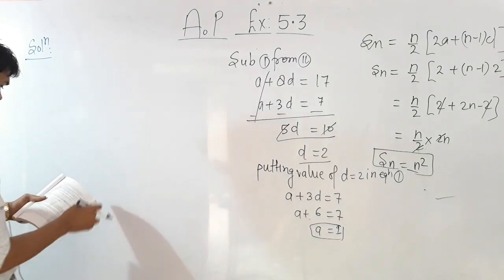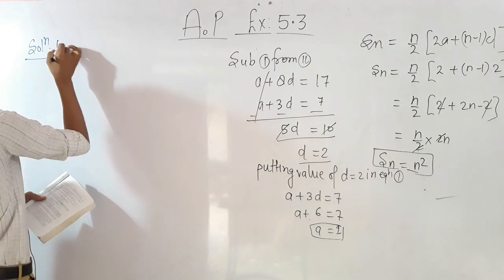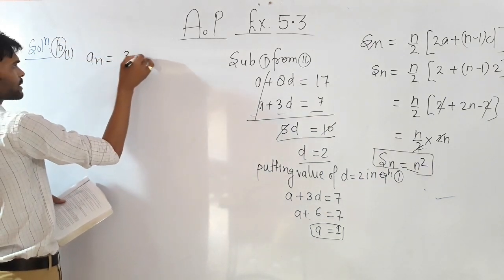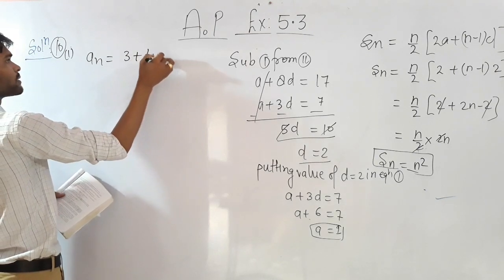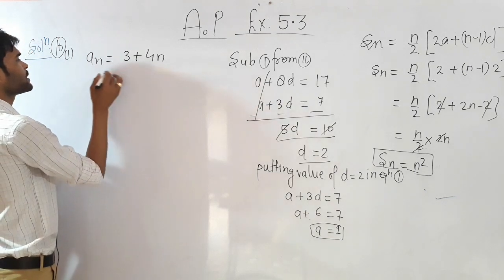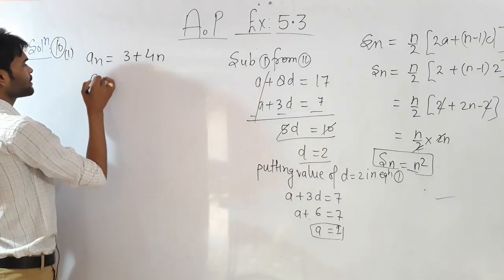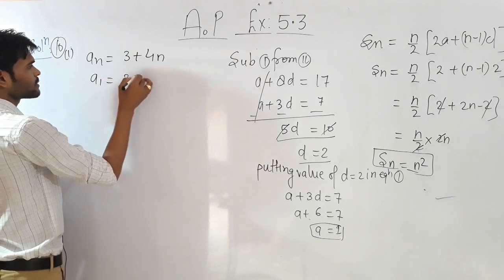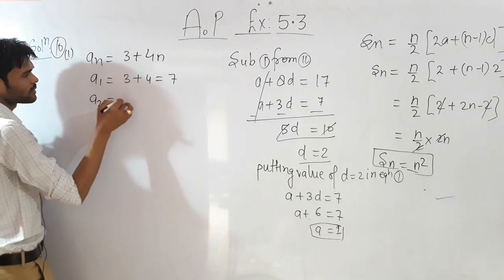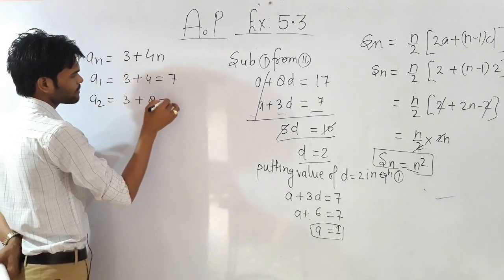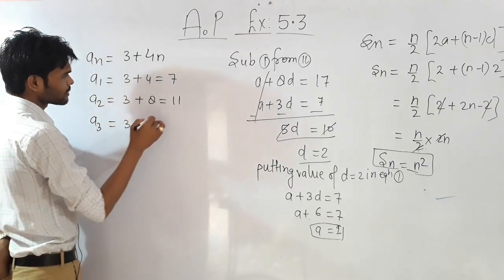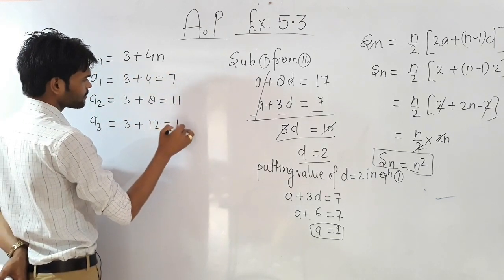You are given question number 10, part 1. an is equal to 3 plus 4n. Consider taking n equal to 1, 2, and 3, and so on. So a1 will become 3 plus 4, which gives 7. a2 will become 3 plus 4 times 2, which is 8, so it gives 11. a3 is equal to 3 plus 4 times 3, which is 12, and it becomes 15.